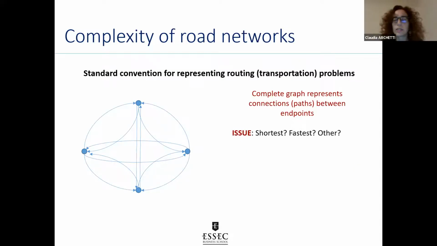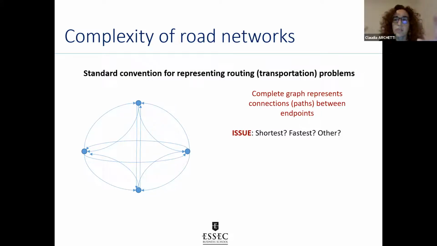And then going back to the issue related with road networks, just to present you briefly a history of how these transportation or routing problems have been represented in the scientific literature in the past years. The standard convention for representing routing problems used to be, okay, you have your points that you need to serve, and you represent them as vertices of a graph, and then the arcs of the graph are links between pairs of points representing the best path for going from the first to the second point.